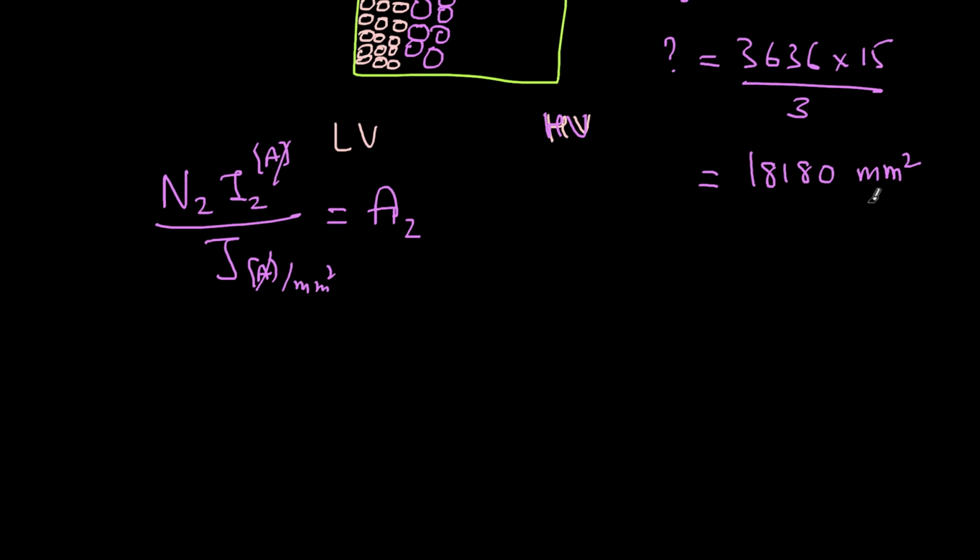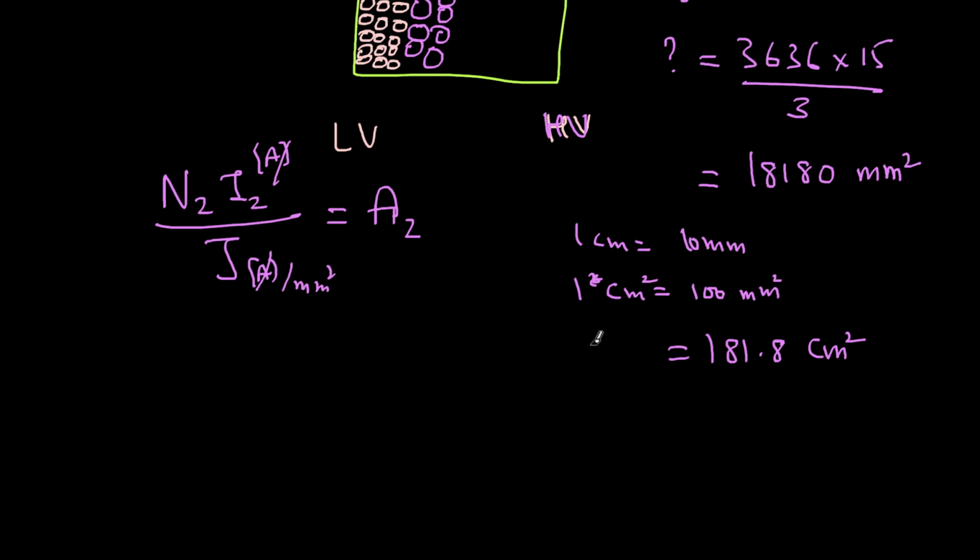So how to convert mm square into cm square? 1 centimeter is 10 mm. So therefore if I square both sides, 1 square centimeter will be nothing but 100 mm square. So if I divide this by 100, I'll get 181.8 centimeter square. So this is the area required by the low voltage winding.